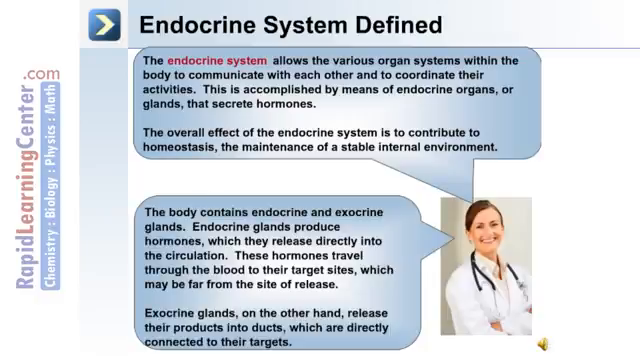The body contains both endocrine and exocrine glands. Endocrine glands produce hormones which they release directly into the blood circulation. These hormones travel through the blood to their target sites. Exocrine glands, on the other hand, release their products into ducts. These are directly connected to their targets.